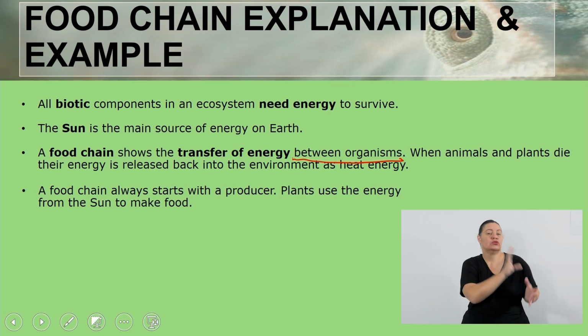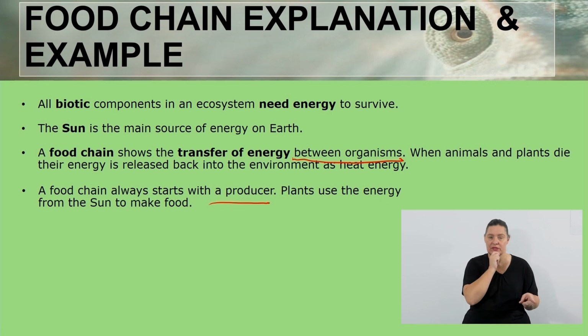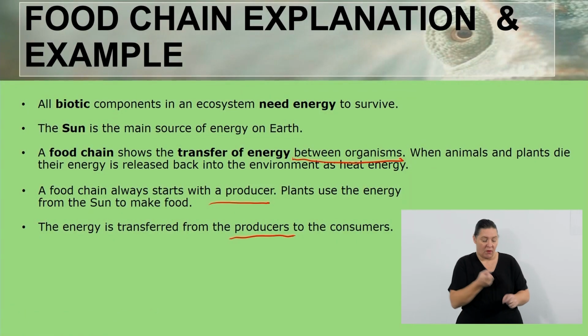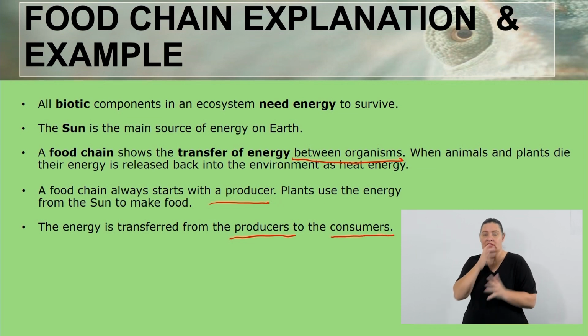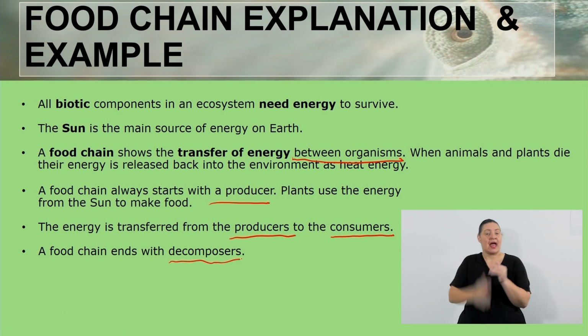Food chains always start with a producer. Plants use the energy from the sun to make food. So plants are our producers. And in most cases, food chains begin with producers because that is what the consumers need to eat before other types of consumers start eating. The energy is then transferred from the producers to consumers, just like I have mentioned. So a food chain will then end with decomposers.